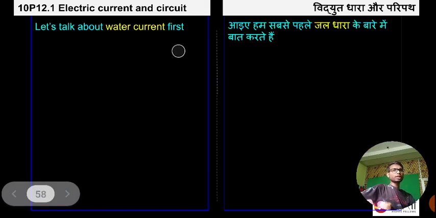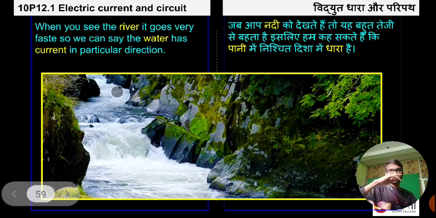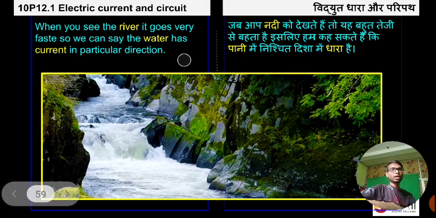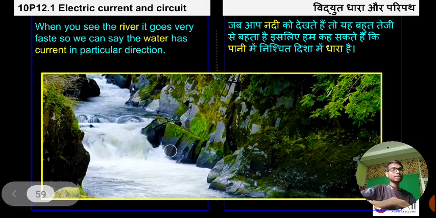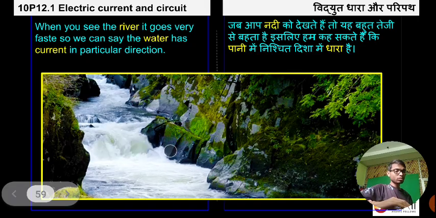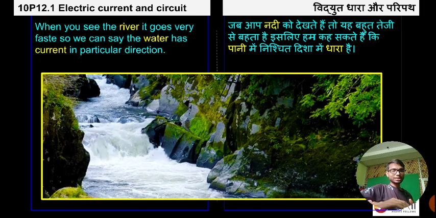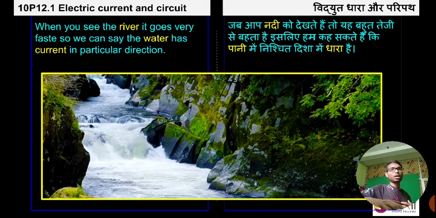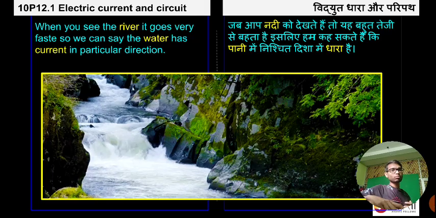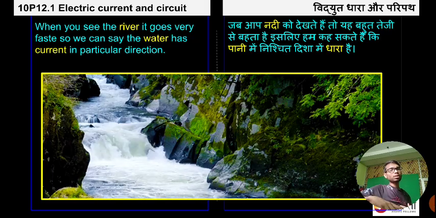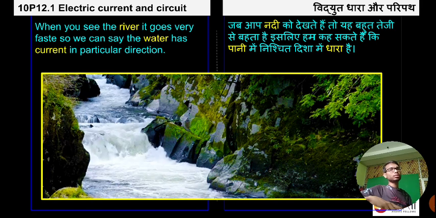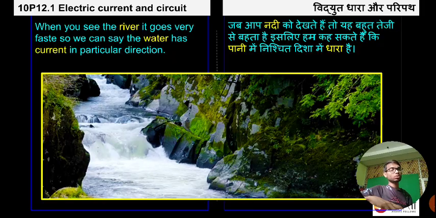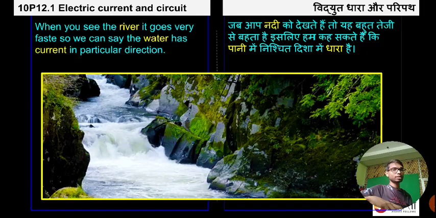Let's talk about water current first. Here what is happening? When you see the river, it goes very fast, so we can say the water has a current. It has a faster effect. You can say it is moving. Water has a current in a particular direction. It can be opposite current, it can be straight current. Is it moving slow or fast? You say by saying current.